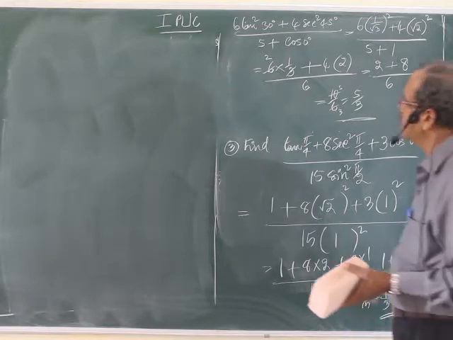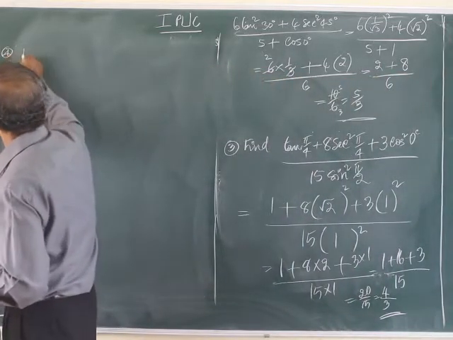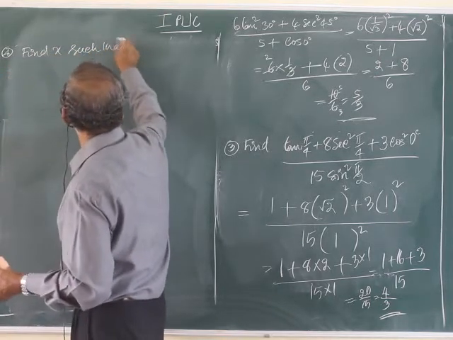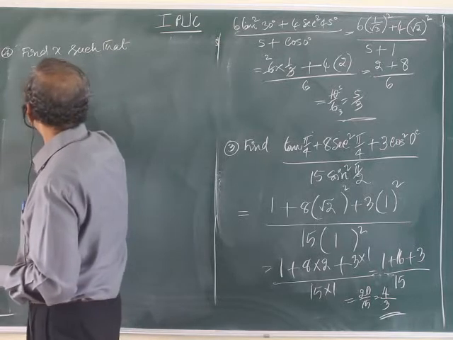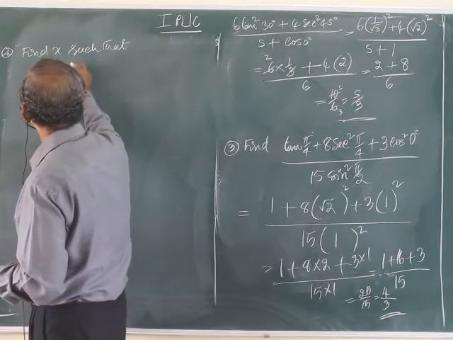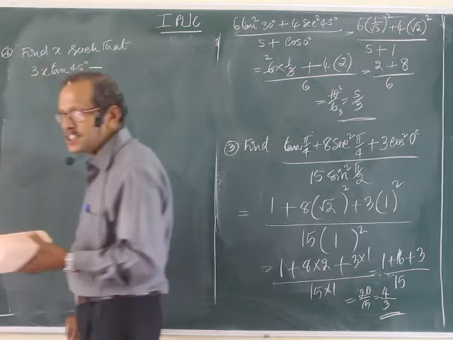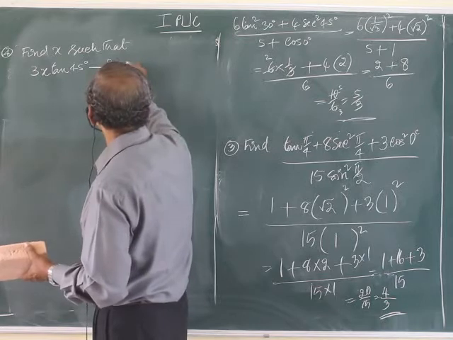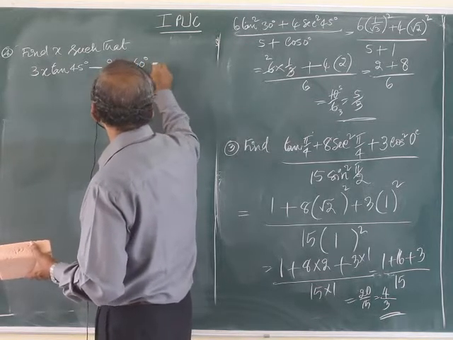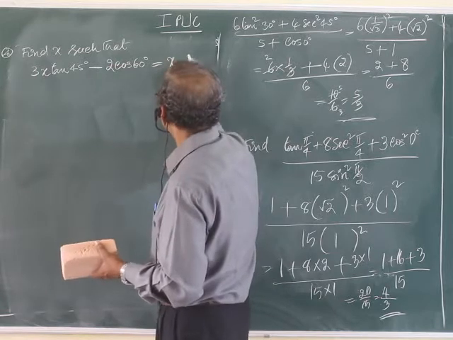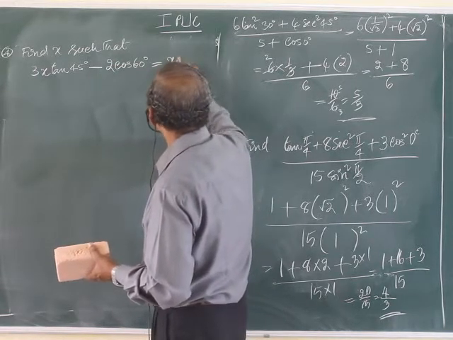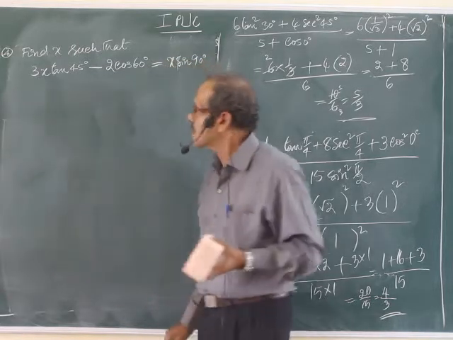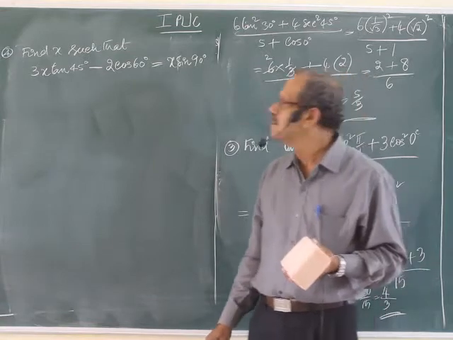Next one is the fourth one. Find x such that 3x tan 45 minus 2 cos 60 equal to x sin 90 degree. Some equation I have written, that's all.